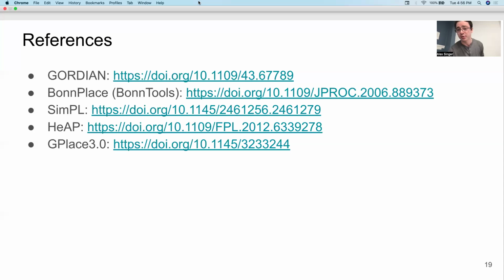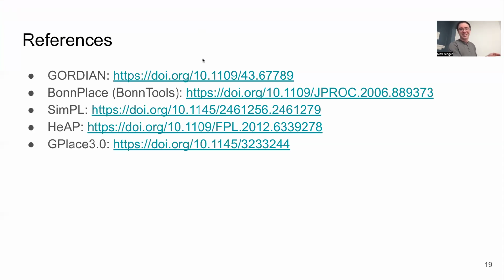I actually thought I would only take 30 minutes. That took 45. So these are the references for the papers. So we have Gordian and then BonnPlace, but I'm really citing the Bond Tools paper. Next week, we'll talk about SimPL, FastPlace, and G-Place, which I think are actually going to be a lot easier to explain because we're not going to be fudging with objectives anymore. We're actually going to be using bipartitioning as a legalizer and then bringing that back into the objective through net weighting through anchor points.